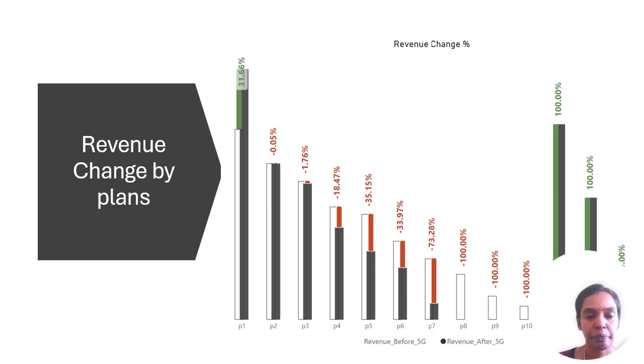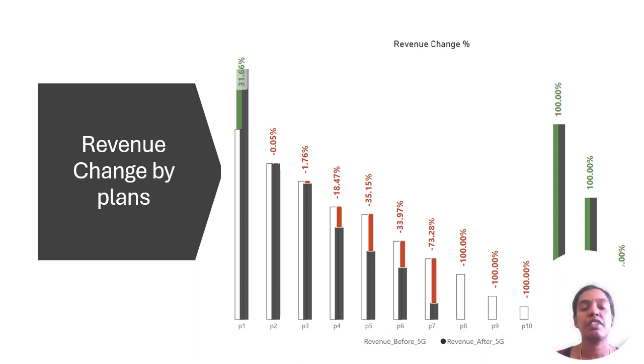after 5G. And it can also be seen that the newly launched 3 plans P11 through P13 show a 100% increase because they didn't have prior data, and also the plans that were shut down, P8 to P10, show a 100% decrease because they are discontinued plans.